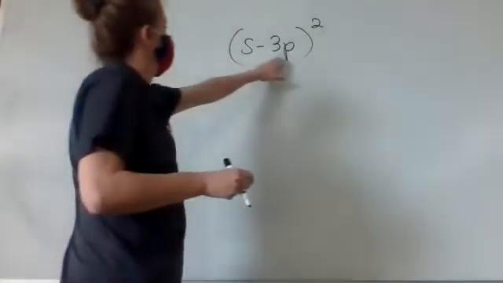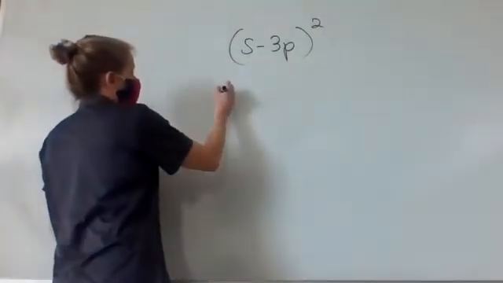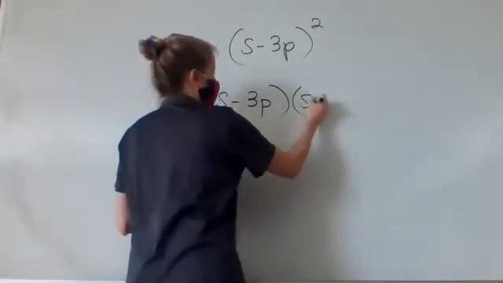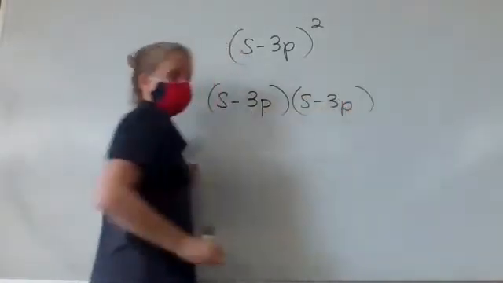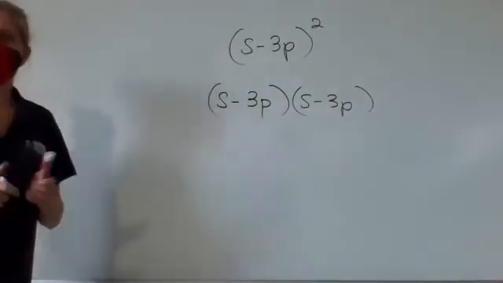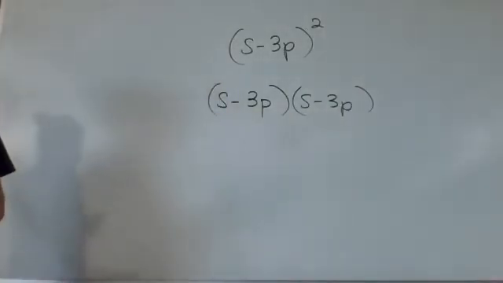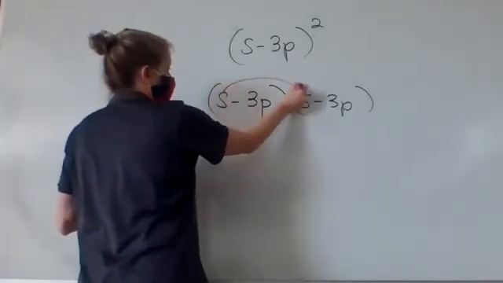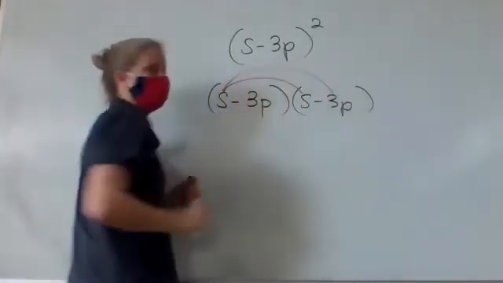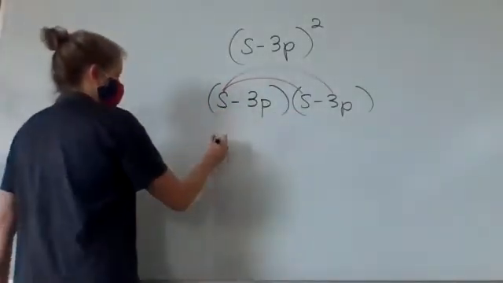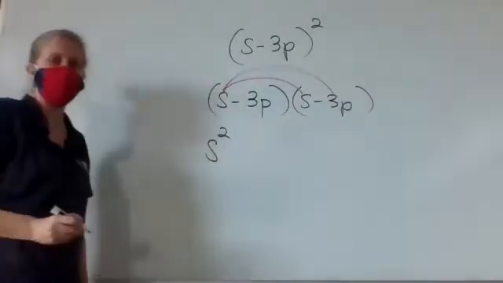So s minus 3p squared, it means s minus 3p times itself and then we'll distribute the s to both of those. So let's see, s times s gives me s squared.